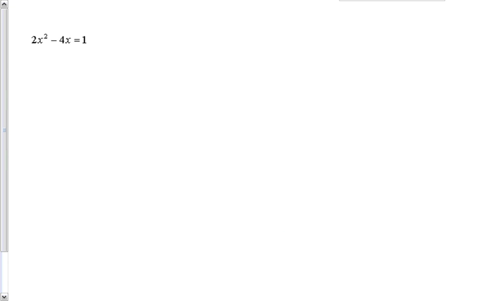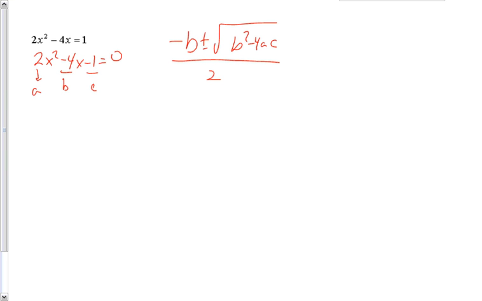Right, round 2. 2x squared minus 4x minus 1 equals 0. Gotta get it in standard form, so you have to move over the 1. This is my a. Negative 4 is my b. And this is my c. So we use the quadratic formula. Negative b plus minus the square root of b squared minus 4ac, all over 2a. Write out the formula every time.